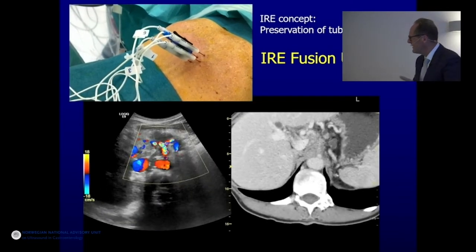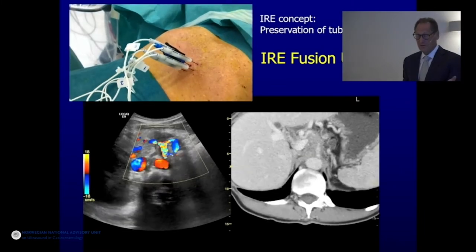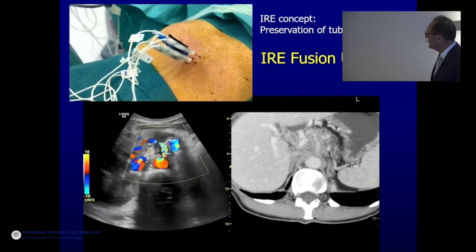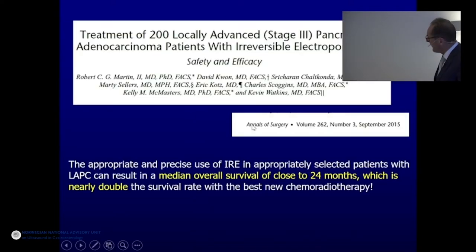This is the same. Nanolife doesn't kill the structures, tubular structures, only the cells. So, and we can actually do ablation, and it is beautiful, but unfortunately, the patient doesn't survive.